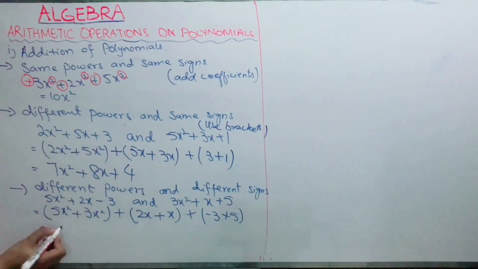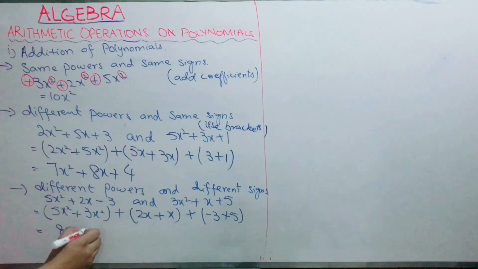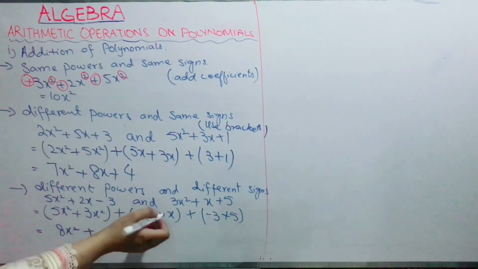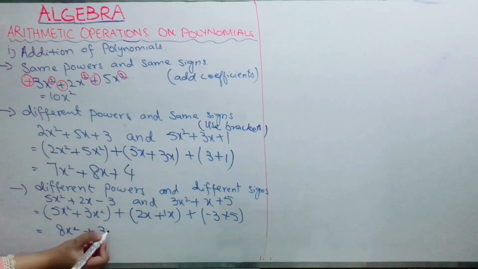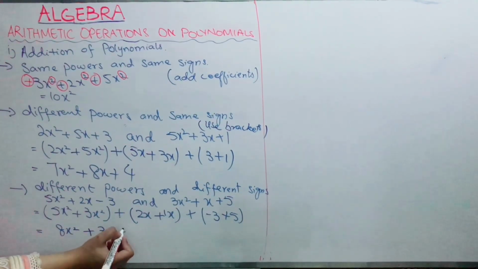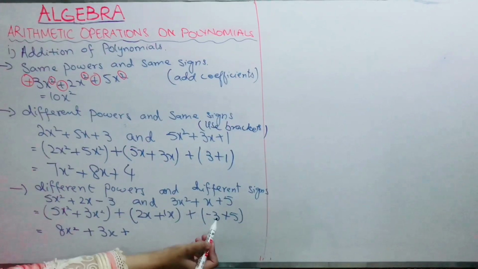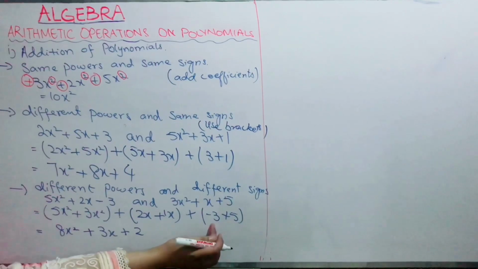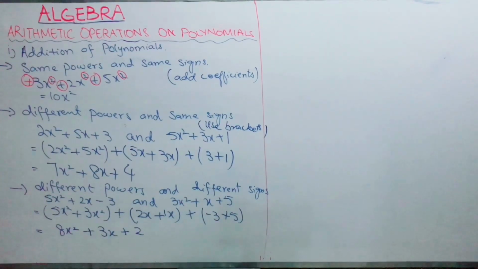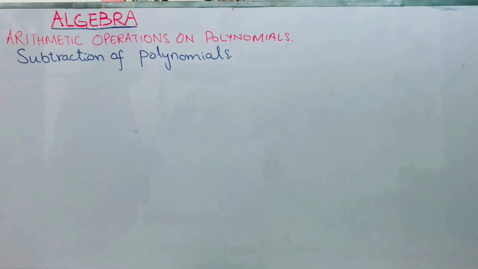Now 5 plus 3 is 8x square plus 2x plus 1x. If there is no coefficient here, it means that is 1. So 2x plus 1x, that is equals to 3x plus 5 minus 3, which is equals to 2, right? 5 minus 3 is equals to 2. So these were the three cases which come under addition of polynomials. The next operation is subtraction of polynomials.